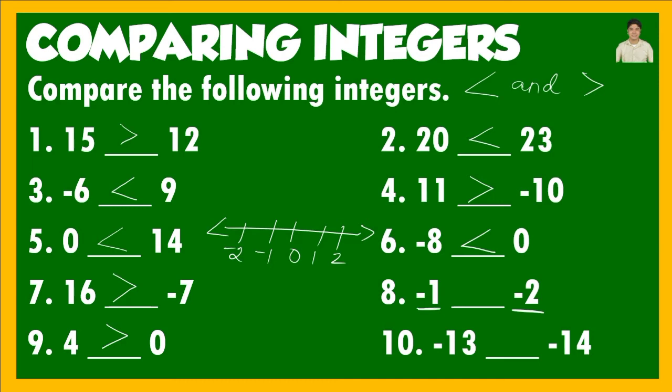Pero kapag negative na sila, yung mas konti ang value, sabi ko nga, mas malapit sa 0 dun sa origin, mas mataas po ang kanilang value. So, dito, ang gagamitin nating inequality symbol is greater than. So, tandaan natin na negative 1 is greater than negative 2. Next, negative 13 and negative 14. Alin ang mas malapit sa 0? Yung negative 13. Kaya po, greater than din po yung symbol.